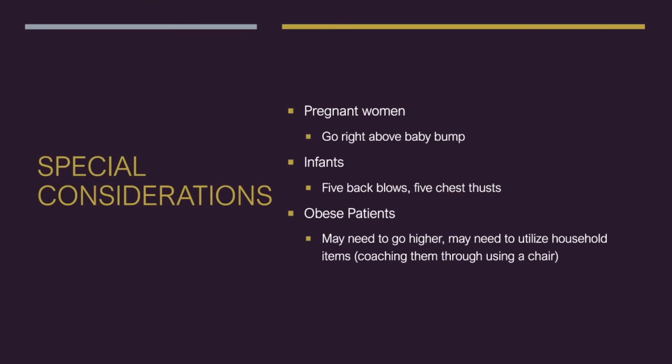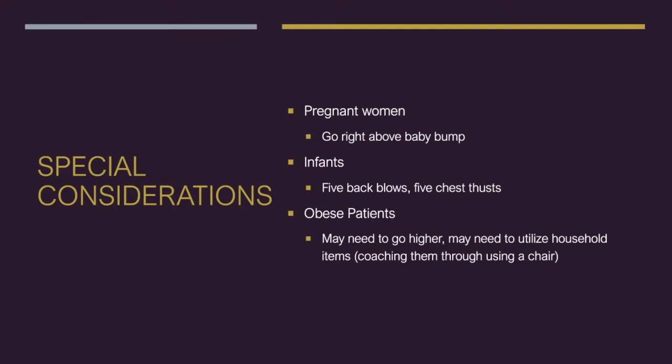For infants, it's going to be a little bit different than, for instance, doing a Heimlich maneuver on an adult or an adolescent. So when you get that infant, you're going to perform 5 back blows, and then you're going to flip them over and perform 5 chest thrusts. And you are going to keep doing that back and forth until either they expel the object or they lose consciousness. And then you're going to start doing compressions.